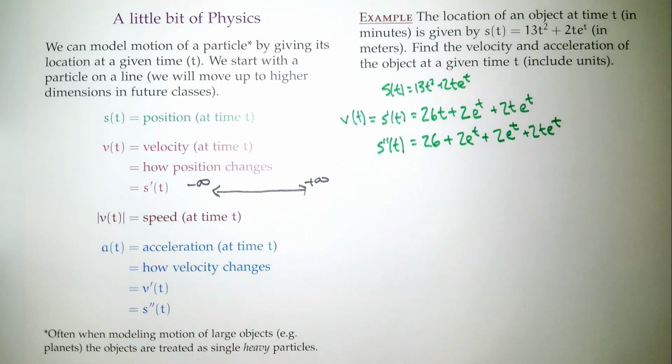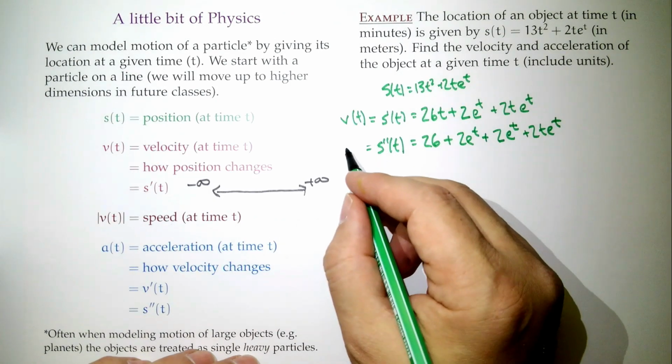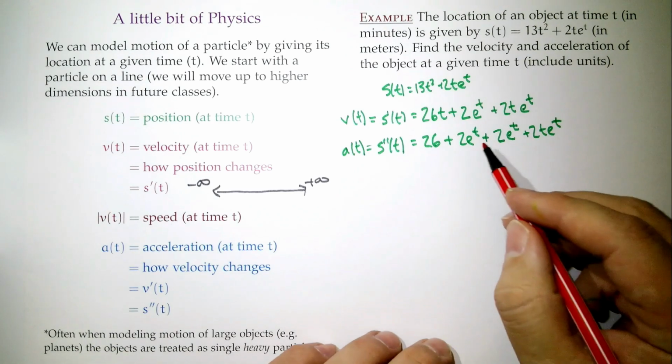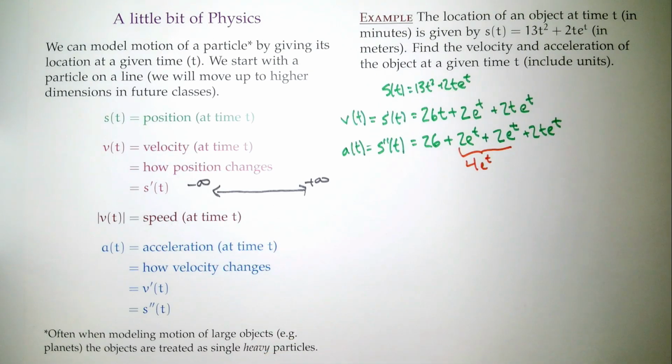All right. And what is this? S double prime of t we call acceleration. All right. Now, we could simplify if we wanted to. There's not much to do. I mean, there is one thing. 2e to the t times 2e to the t is in fact 4e to the t. But as far as the functions go, these are the functions.